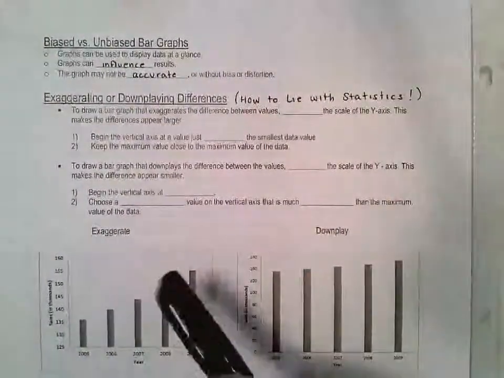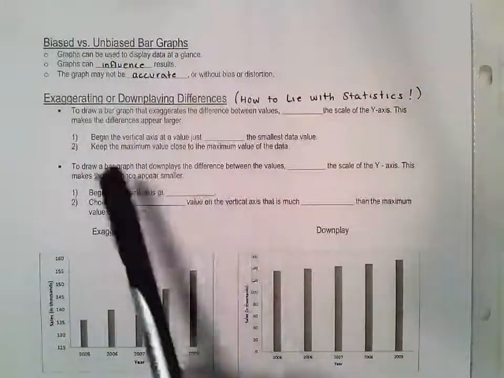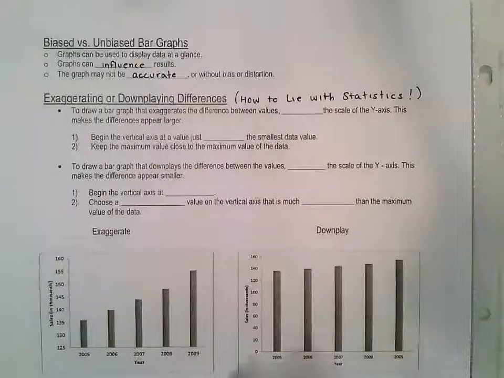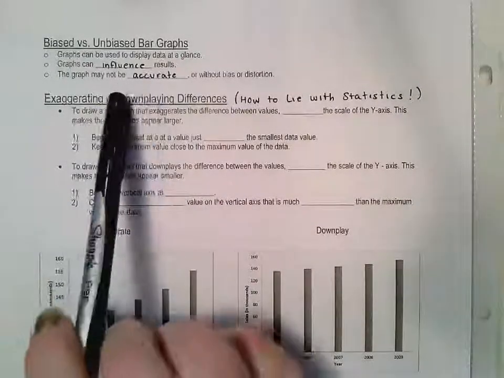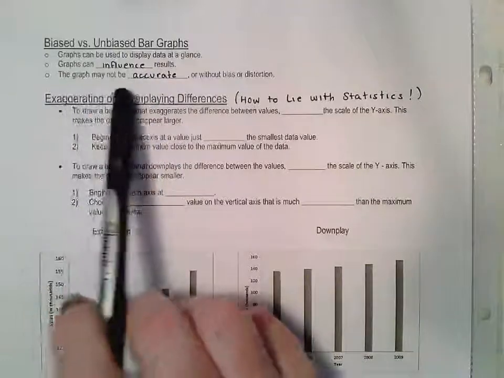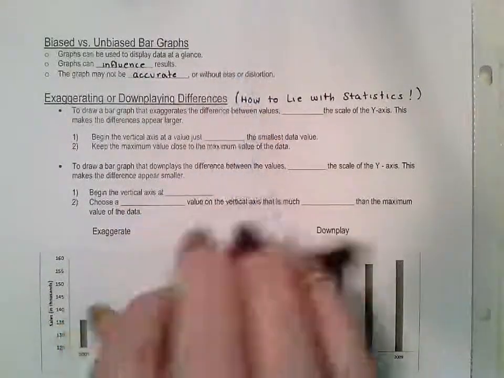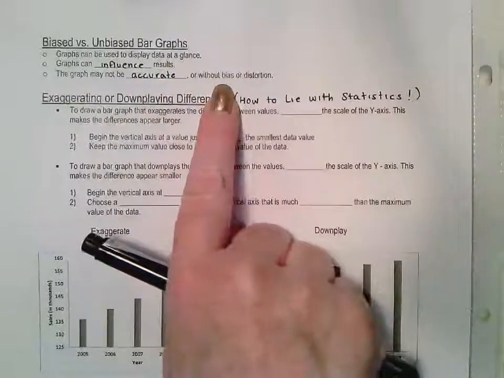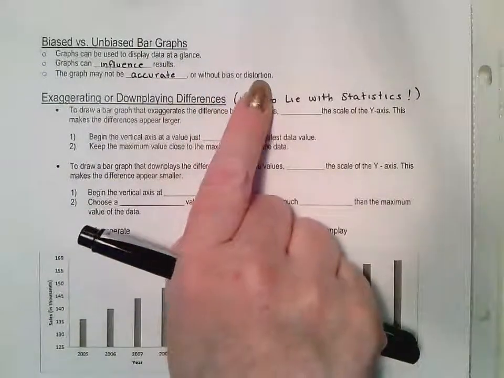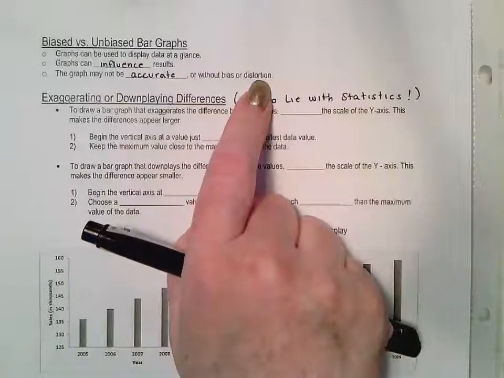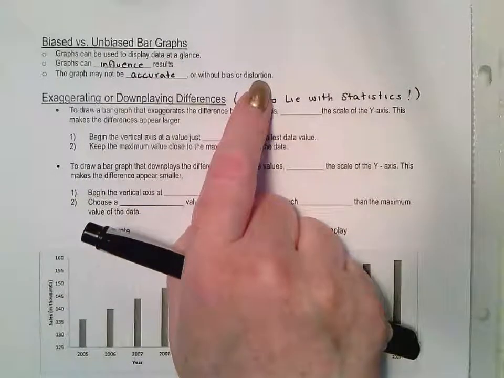So we talk about this in terms of bias. So I have a few notes for you. You guys just have to fill in the blanks here. So bias versus unbiased bar graphs. Graphs can be used to display data at a glance, and they can influence results. The graph may not be accurate or without bias or distortion. So bias is something influencing you, and distortion is basically the same thing, distorting the data to make you look at it a different way.